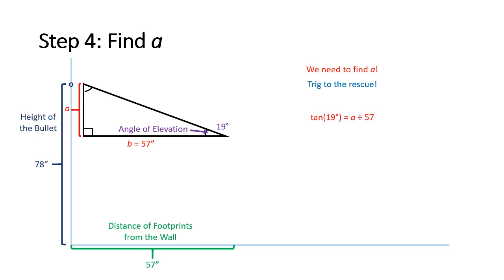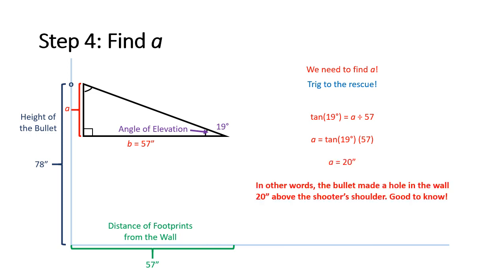So it looks like we know our adjacent side, we know our angle, and what we need to do is find our opposite side. So it sounds like we're going to have to use the tangent function. Remember, the tangent of the angle is equal to the opposite side divided by the adjacent side. So in our situation, tangent of 19 is equal to A divided by 57. And if we solve for A, it is going to be equal to the tangent of 19 times 57, which happens to be 20 inches. So in other words, the bullet made a hole in the wall 20 inches above the shooter's shoulder. That's good to know.